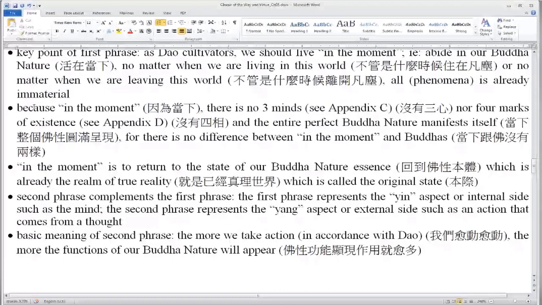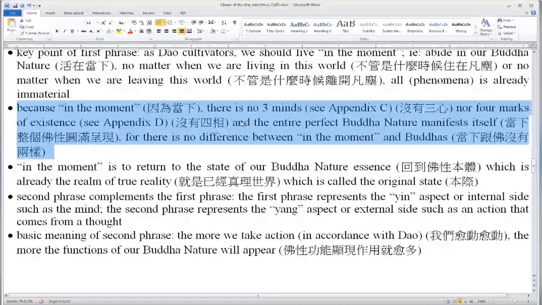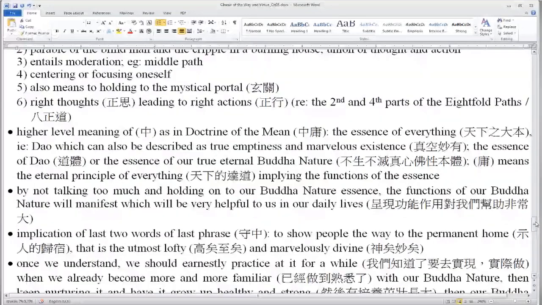When we are in the moment, there are no three minds, 没有三性, nor four marks of existence. So the entire perfect Buddha nature manifests itself. There's no difference between in the moment and Buddha. Does anybody know what the three minds are?